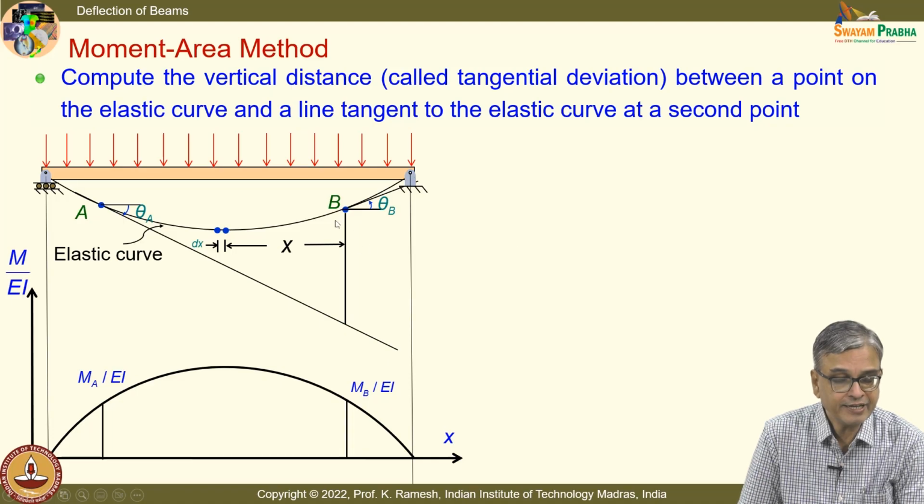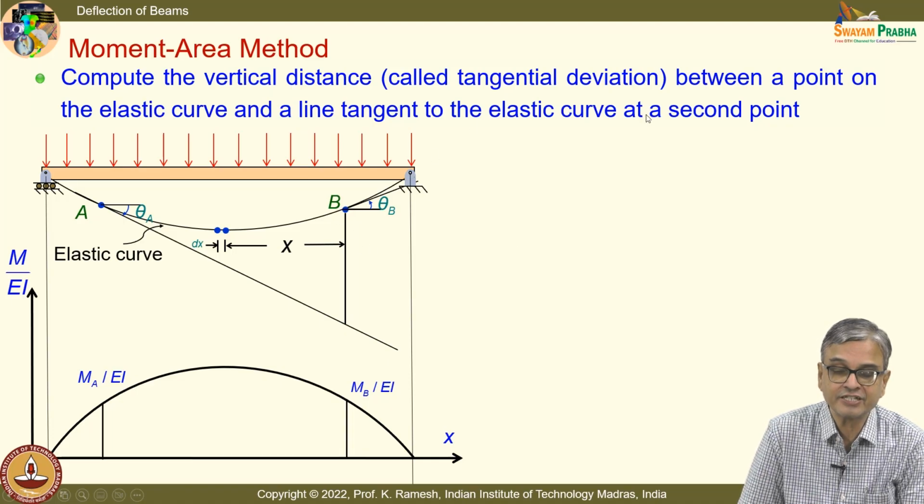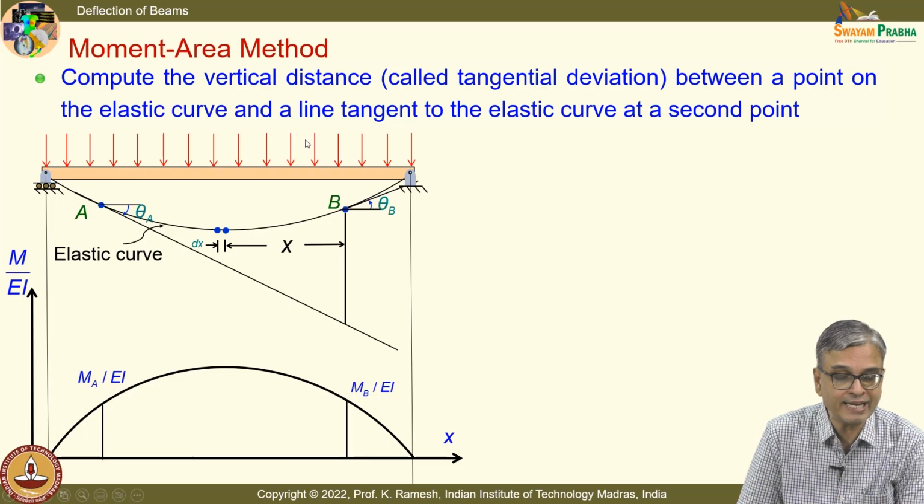but what is meant here is the tangential deviation is between a point on the elastic curve, the point B is on the elastic curve, and a line tangent to the elastic curve at a second point. The second point you can call it as A. So, this is what you can find out, and this is known as a tangential deviation.